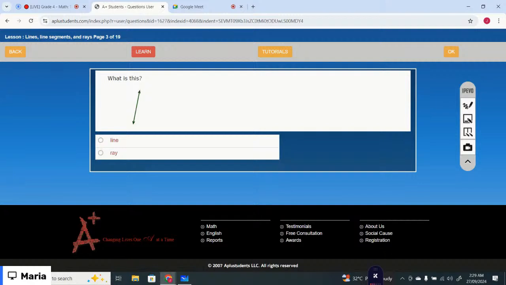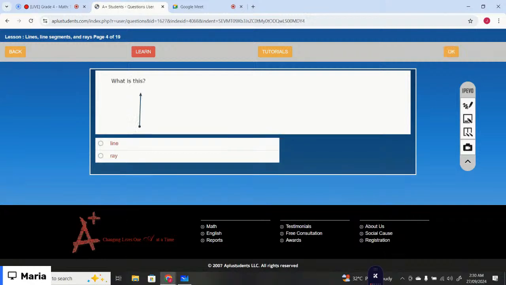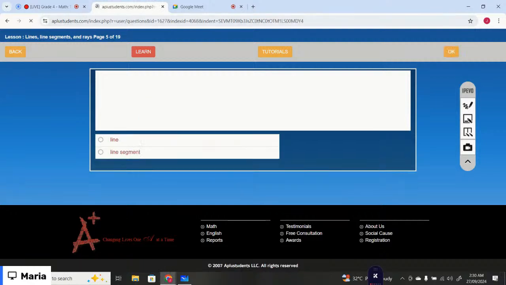What is this? Line or ray? That is a line. Option number one is the correct option. What is this? Line or ray? Which is the correct option? That is a ray. Option number 2 is the correct option. What is this? Line segment, which is the correct option.